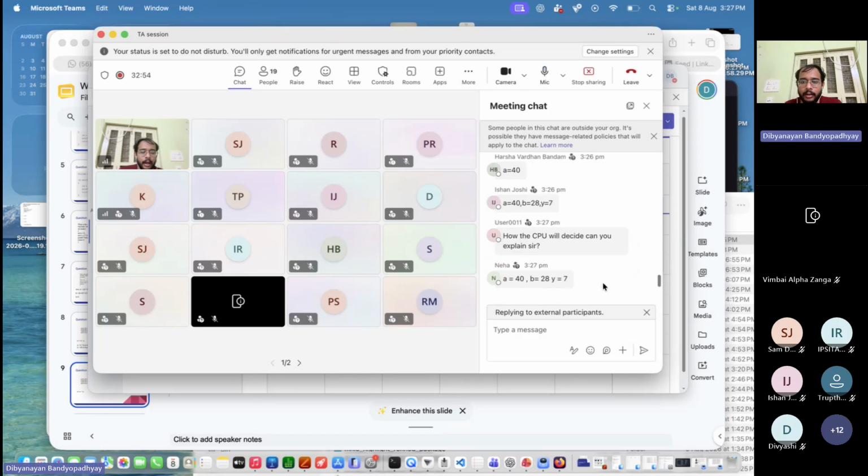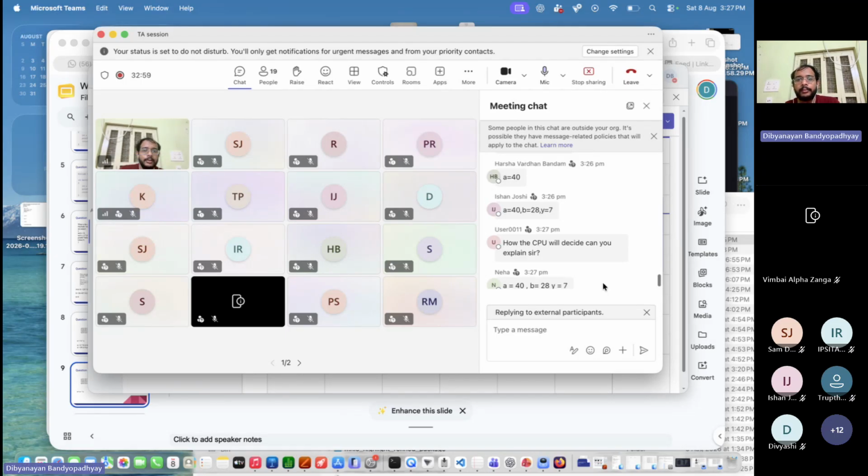A20, I'll answer it later, okay? How the CPU will decide. A40, B28, Y7. Okay.